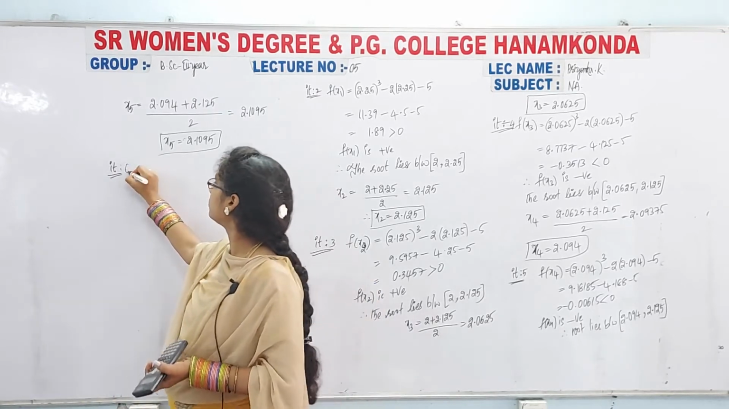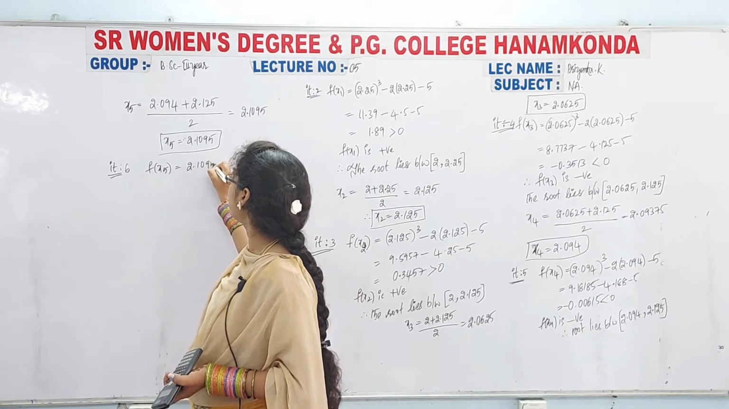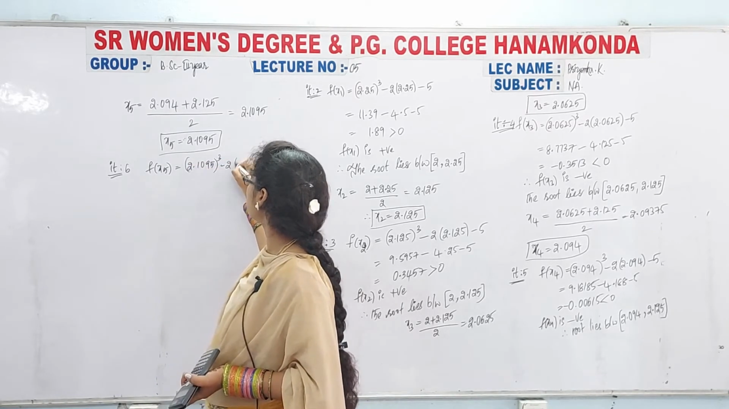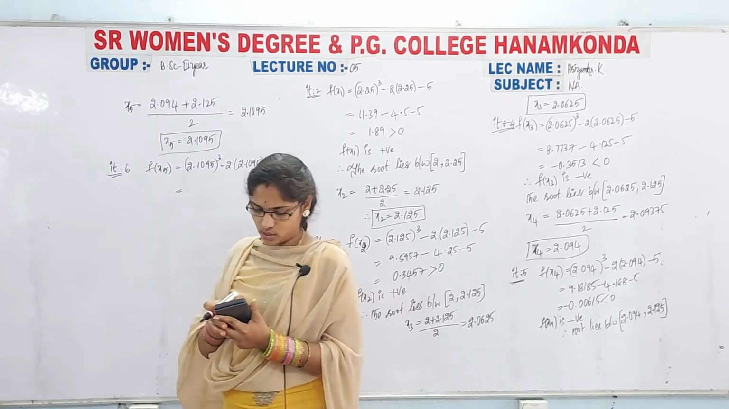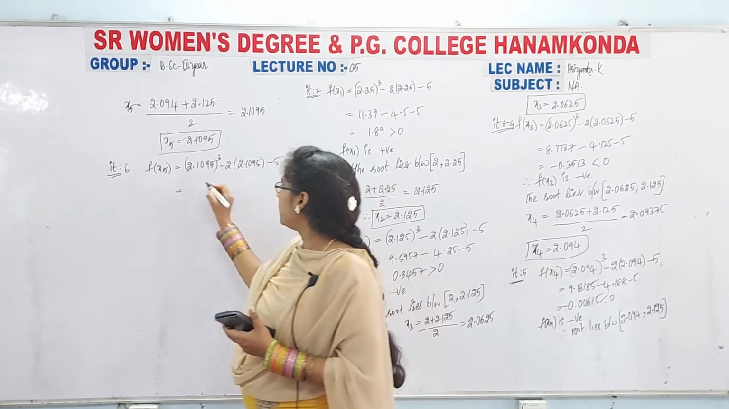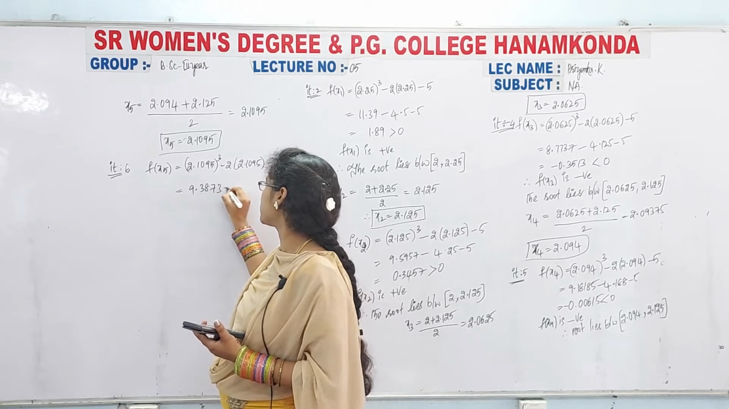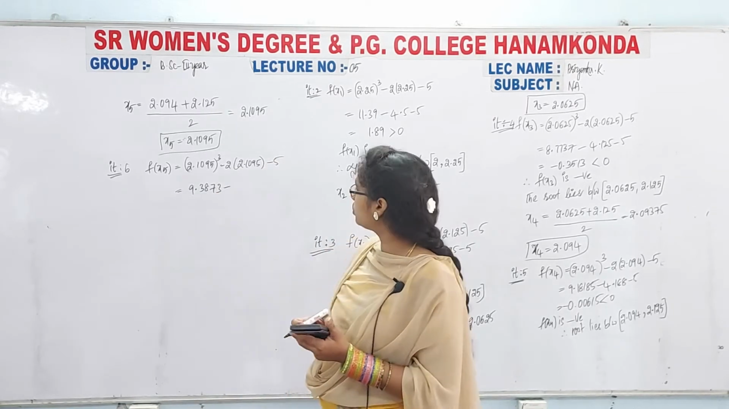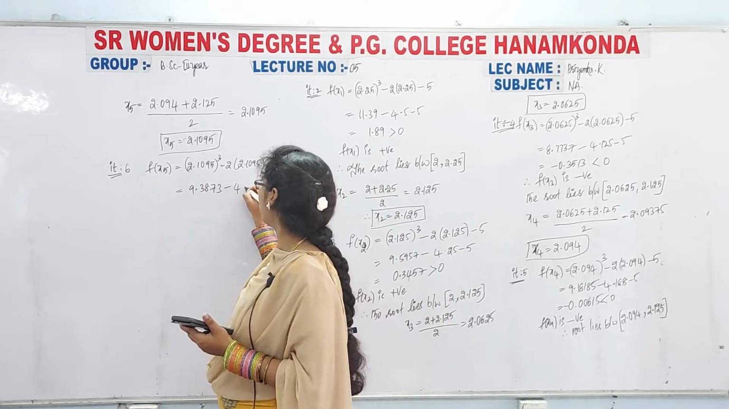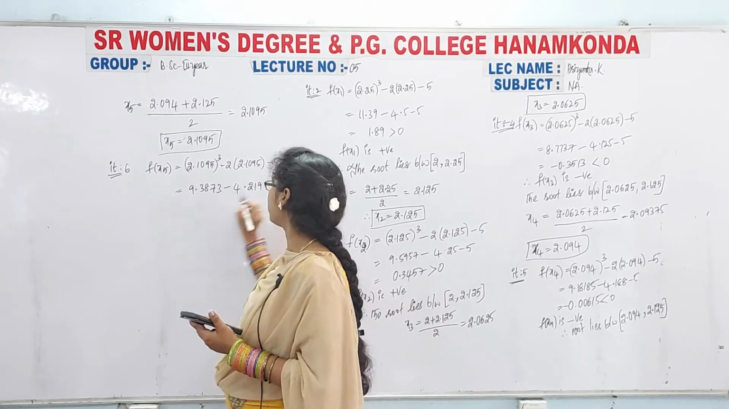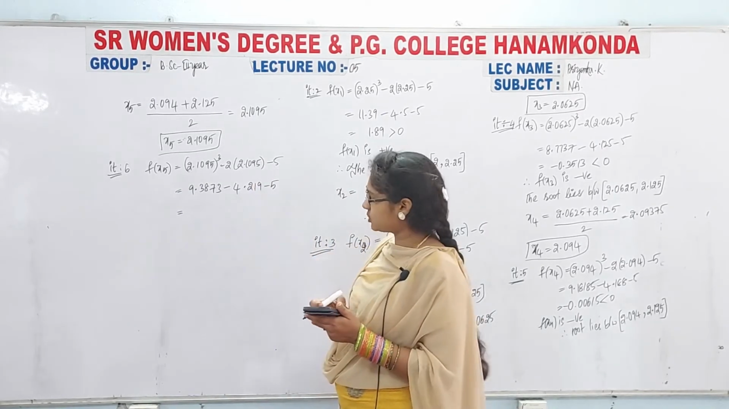Iteration 6. Now f of x5 equals 2.1095 whole cube minus 2 into 2.1095 minus 5. Now whole cube is 9.38725, so I am taking 9.3873, and next 2 into 2.1095, that is 4.219 minus 5. So now here what we have to do? Addition and subtraction.